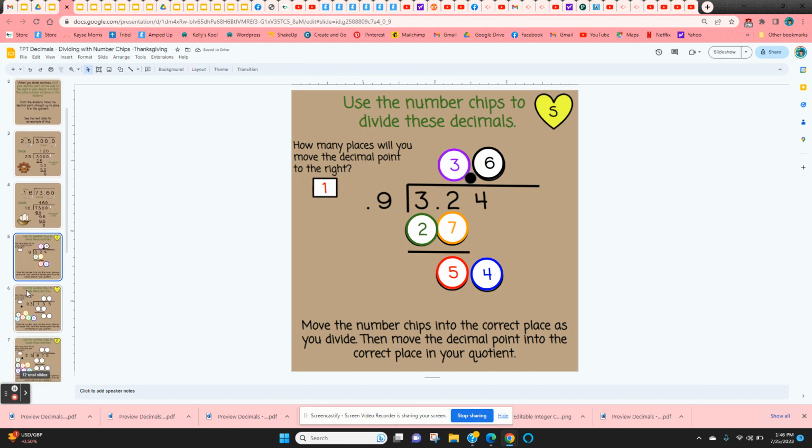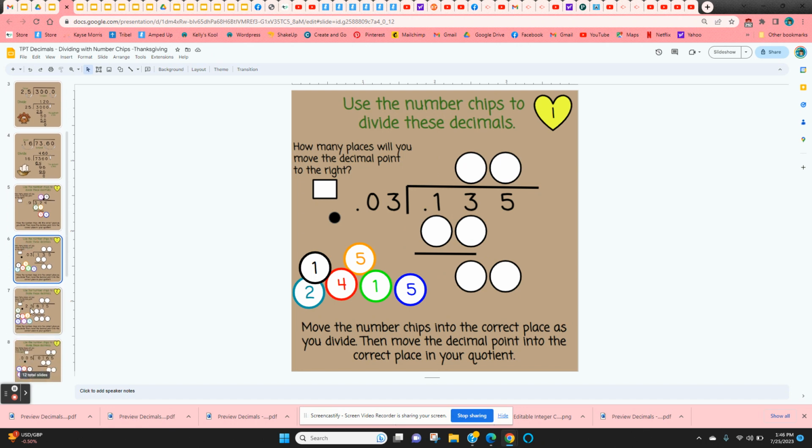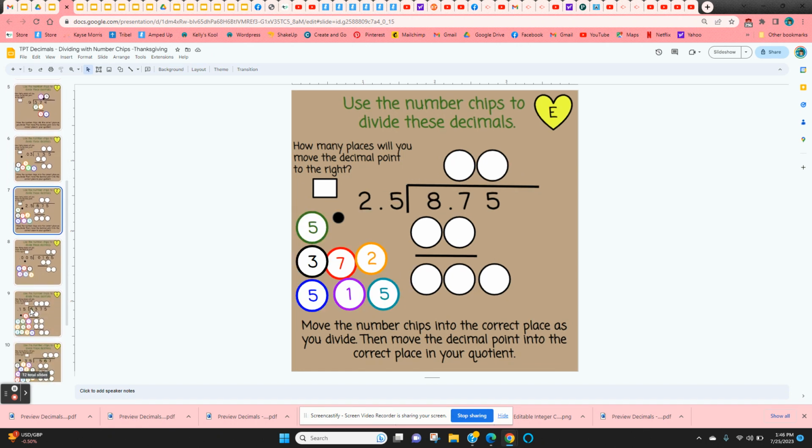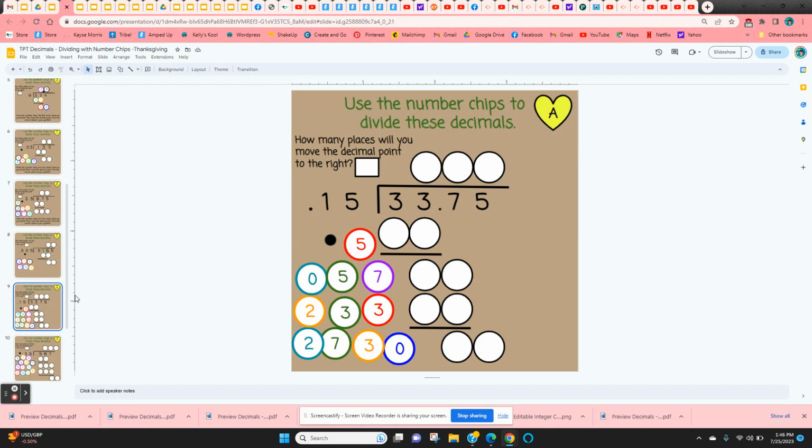Now they're going to do this same thing on several different slides. It gets a little bit more difficult as they get through the slide deck. And they have all the numbers they need. So if they get down to the end and the numbers aren't working, they know they've made an error somewhere and they need to go back and check. So it's a little bit self-checking.